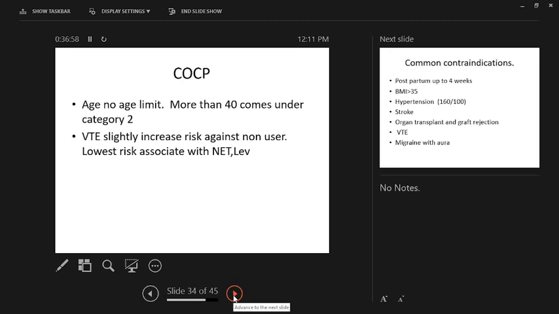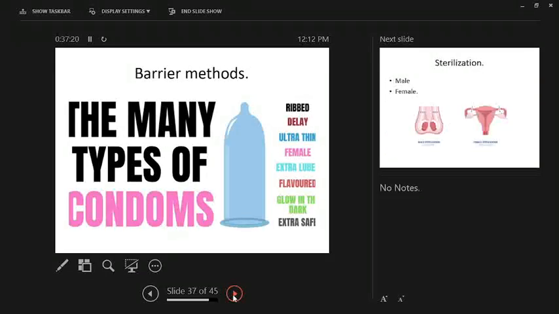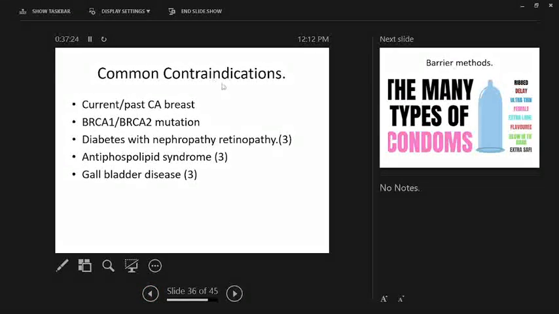And there's a slight risk of developing VTE, and it is higher with third generation progesterone containing contraceptives. Common contraindications for combined oral contraceptives: postpartum up to 4 weeks, as I said, BMI more than 35, hypertension, stroke, organ transplant with graft rejection, VTE, and migraine with aura.